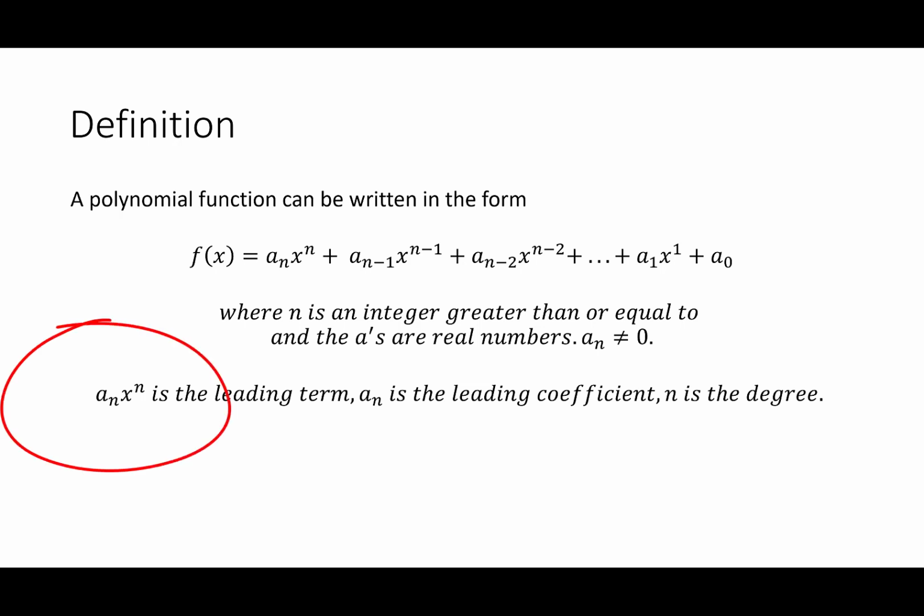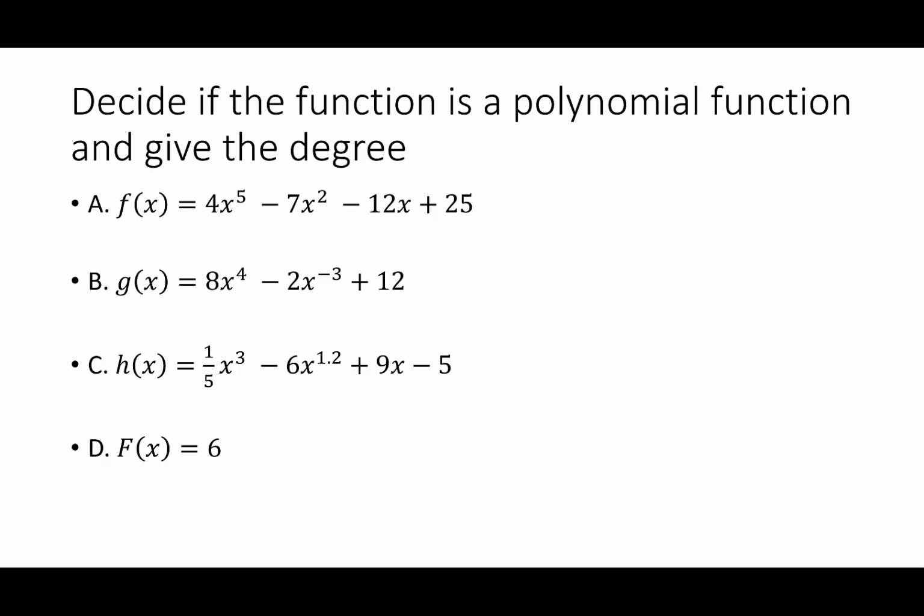A sub n x to the n is called the leading term, and it's going to be really important for us. A sub n is going to be the leading coefficient, and then n is going to be the degree of the polynomial altogether. So you will find we spend a lot of time just talking about this first term, a sub n x to the n, and we'll get to the other terms in other videos. So let's decide if these functions are polynomial functions. If they are, we're going to give the degree. If they're not, we're going to say why not.